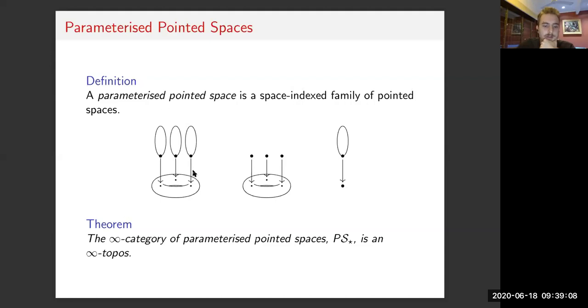In fact, the infinity category of these is an infinity topos, which means we know that it admits a model of type theory with pi's, sigmas, identity types, univalent universes, and a bunch of higher inductive types and all that. So we know we can interpret homotopy type theory as we know it into these objects.